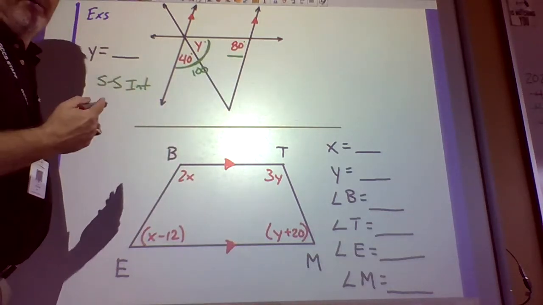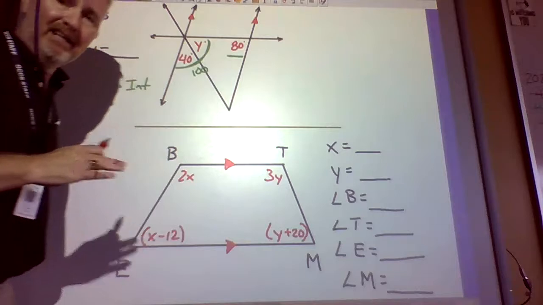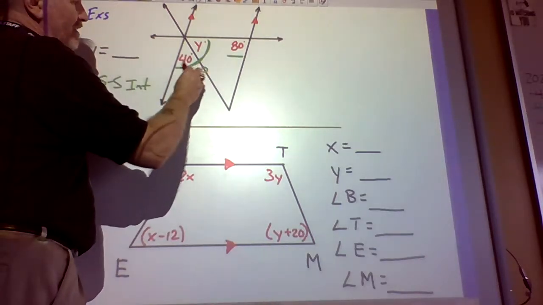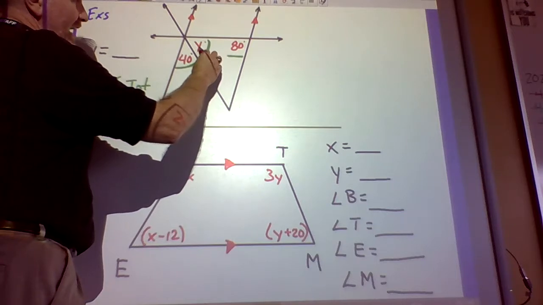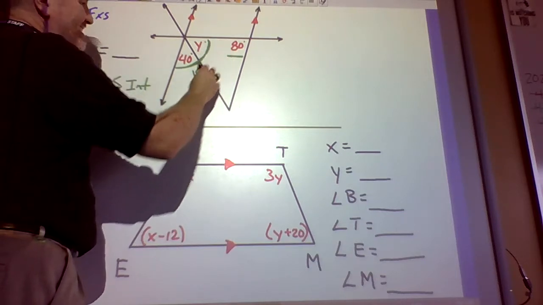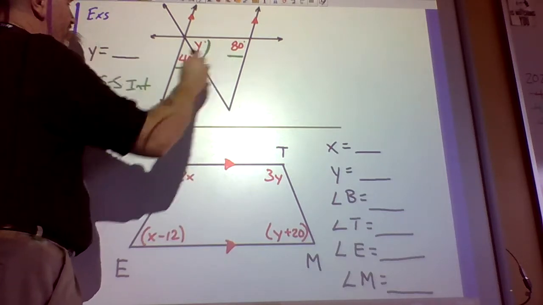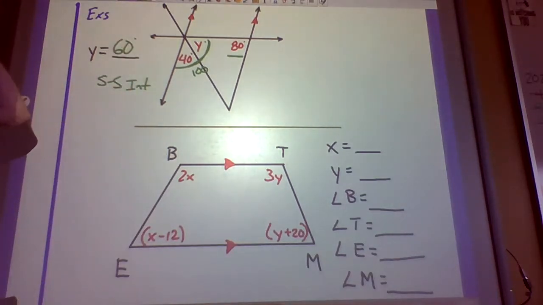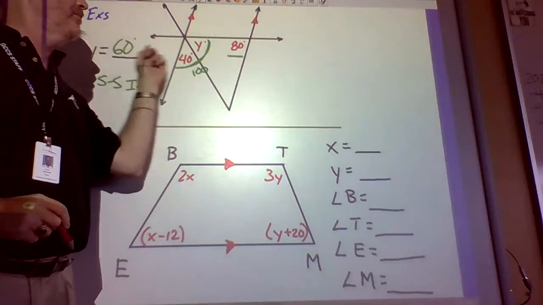Well, you all are saying, well, it's easy now that you reminded us of that. Hopefully you figured that out on your own. But if this guy here is 40, therefore the y has to be 60 to make that 100 degrees. So y is 60, all right? And you're saying, but Mr. Metcalfe, 60 and 80 don't make 180.